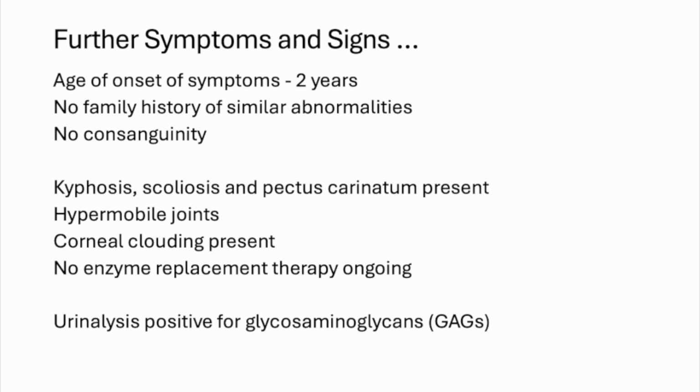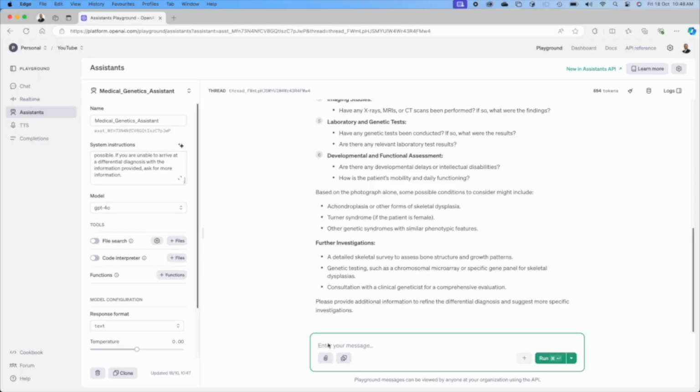So we can provide it some further symptoms and signs. In this case, we mentioned the age of onset of symptoms was 2 years. There was no family history of similar abnormalities, no consanguinity, and the patient has kyphosis, scoliosis, and pectus. Also has hypermobile joints, there is corneal clouding, and there is no treatment ongoing with enzyme replacement therapy. So we can now insert these symptoms into the prompt. So that's what I've done here, inserted these further symptoms and signs as asked by the model.